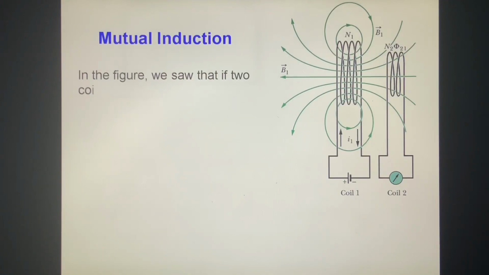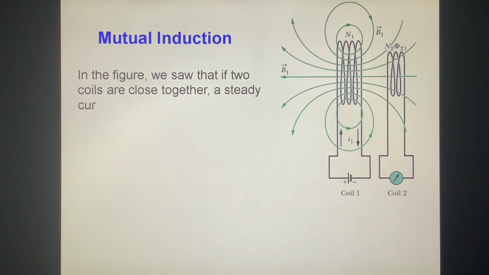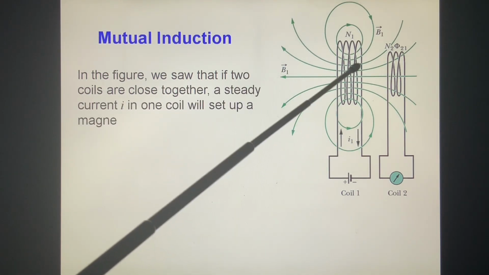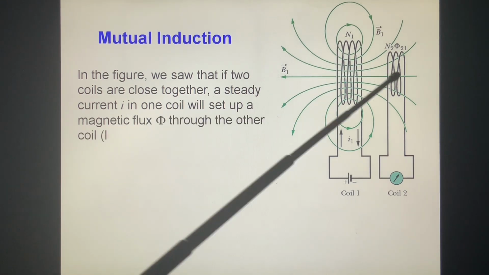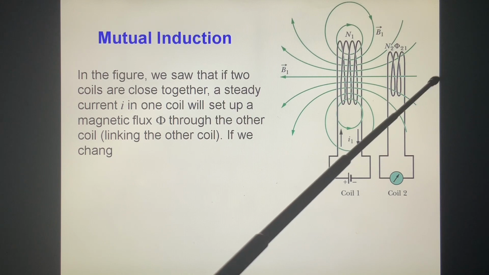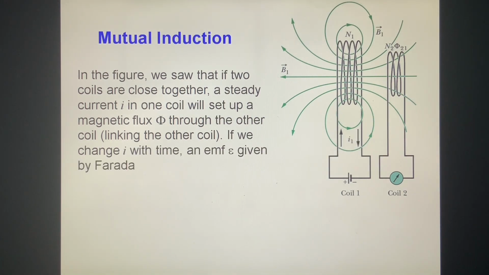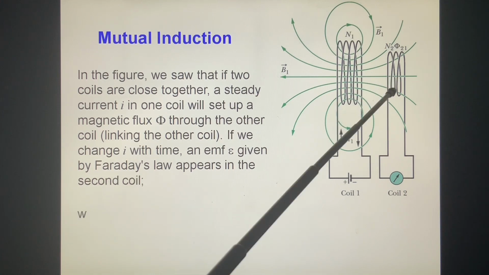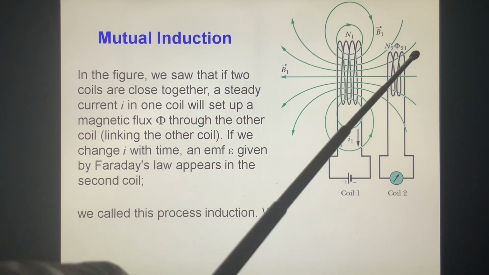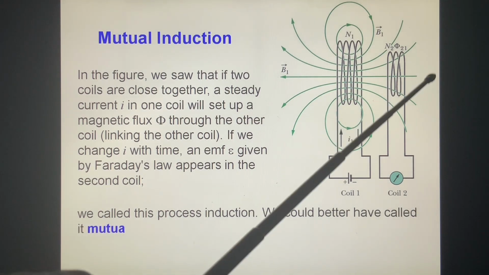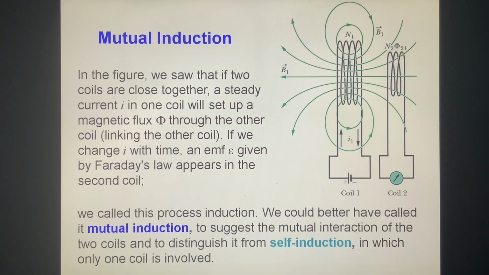In the figure, we saw that if two coils are close together, a standing current I in one coil will set up a magnetic flux phi through the other coil, linking the other coil. If we change I with time, an electromotive force epsilon given by Faraday's law appears in the second coil. We call this process induction. We would better have called it mutual induction to suggest the mutual interaction of the two coils and to distinguish it from self-induction, in which only one coil is involved.